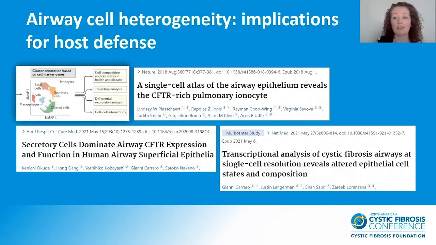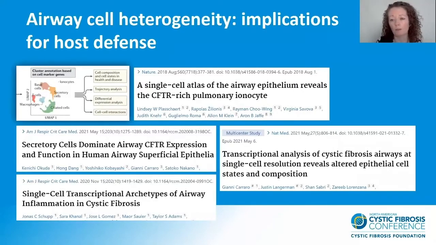So as part of the recent omics explosion, single-cell RNA sequencing has shed light on the cellular heterogeneity that exists within the airway wall. So we've had the identification of CFTR-expressing ionocytes and secretory cells, as well as altered epithelial cell populations and differentiation trajectories in late-stage CF. But it's not just the epithelium.